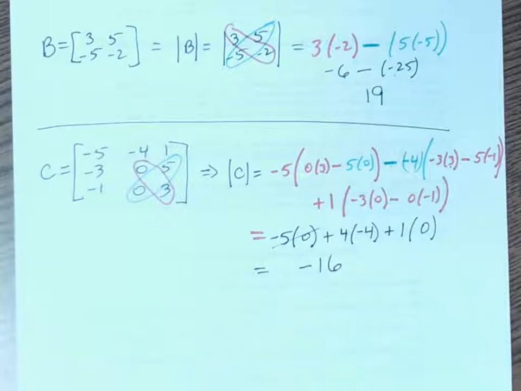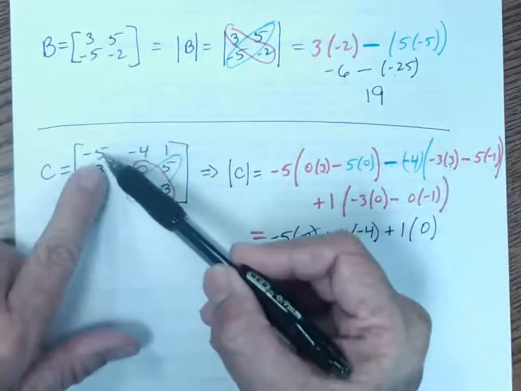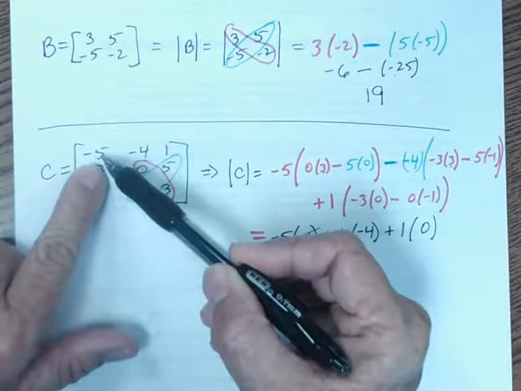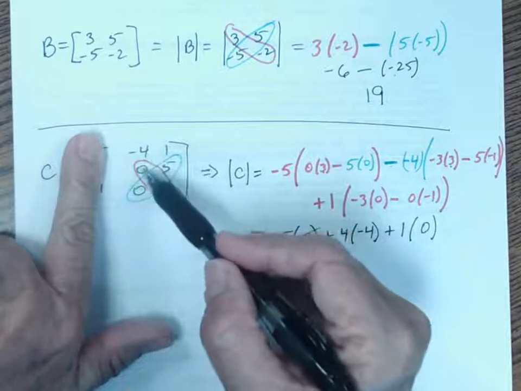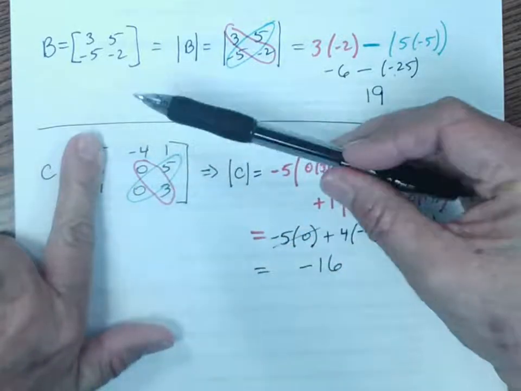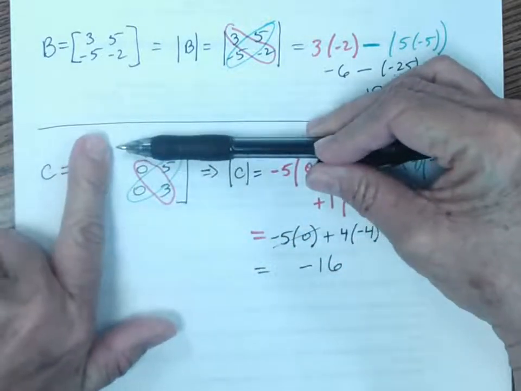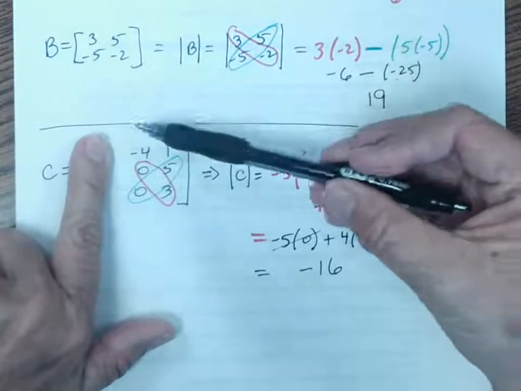And again, the way we do that is we take the top leftmost term, cover that column, and then cover that column and the top row, and we just do the same thing we did for a 2 by 2.